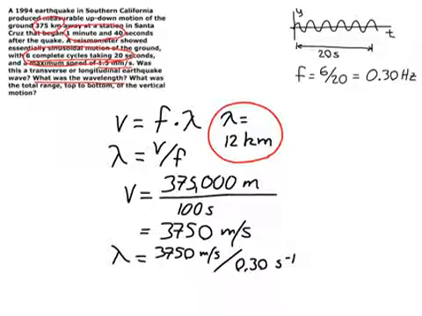That's big, but that's typical for earthquakes. That's not at all unusual. The speed is high too, 3,750 meters per second. That's a typical speed for earthquake waves. They can go a little bit higher, they can go a little bit lower, but that's a typical speed.